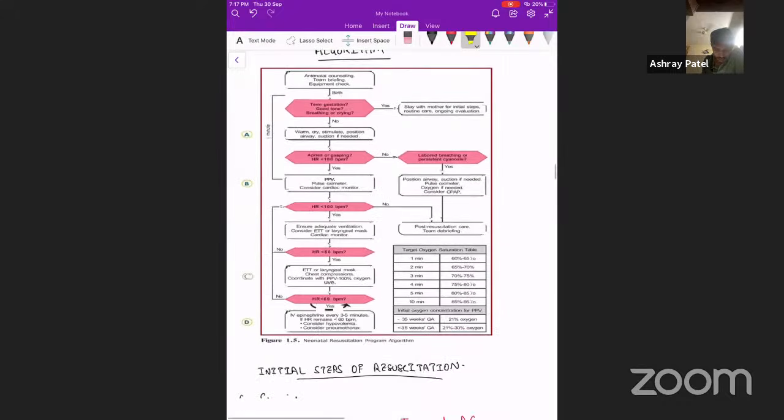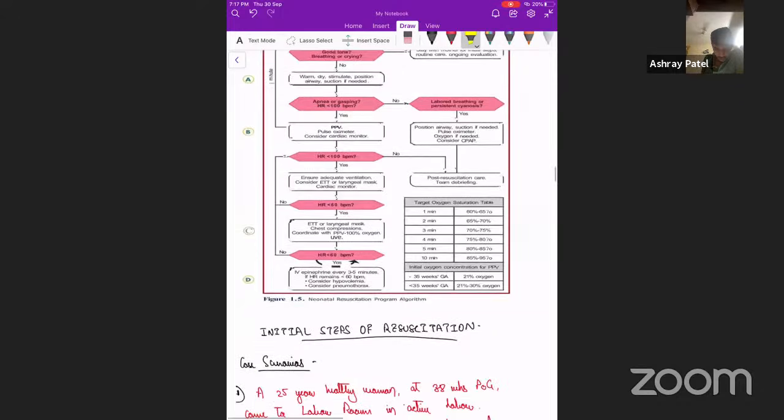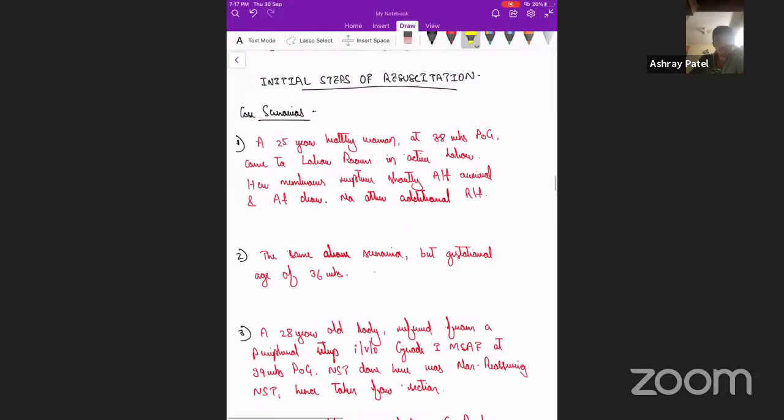Now this is the latest algorithm. This is the 2021 upgraded algorithm, and we have broken it into different parts. As and when we see each part of it, we'll go through. So next, let's proceed to the initial steps of resuscitation.